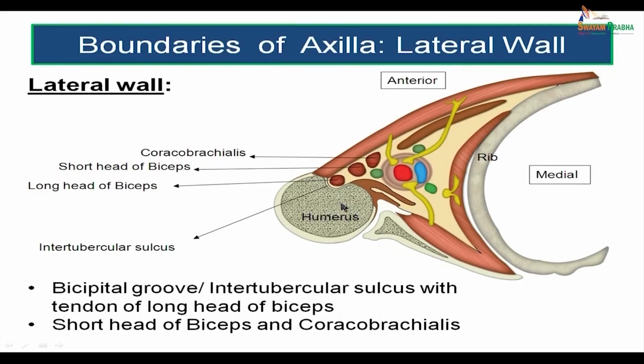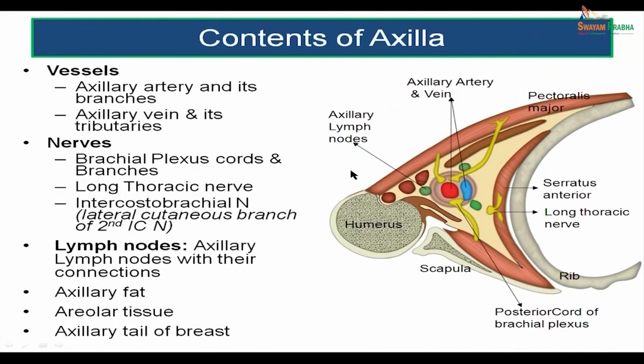The lateral wall is formed by this groove called the bicipital groove or the intertubercular sulcus in the bone humerus, and inside it is the tendon of the long head of biceps. Then we have the short head of biceps and coracobrachialis. So together all these 4 structures, they form the lateral wall of axilla.